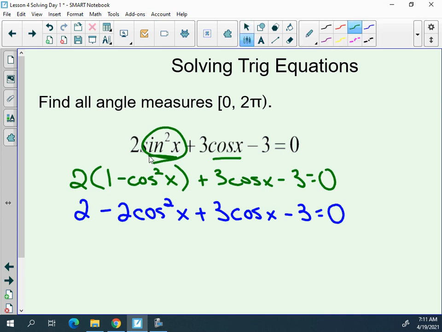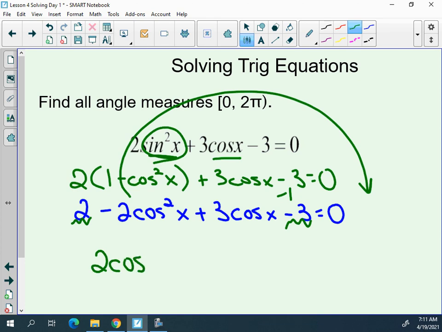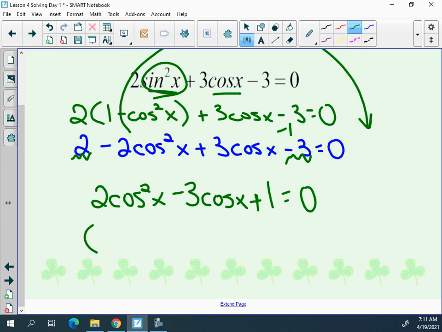Okay, I want my cosine squared to be positive, so I'm going to end up moving everything over to here. But before I do that, 2 minus 3 is going to be negative 1. Of course, when I move it over, it'll be positive. So when we move everything over, we'll have a positive 2 cosine squared x. We'll have a negative 3 cosine x. And we'll have a positive 1. Okay? So now let's factor.